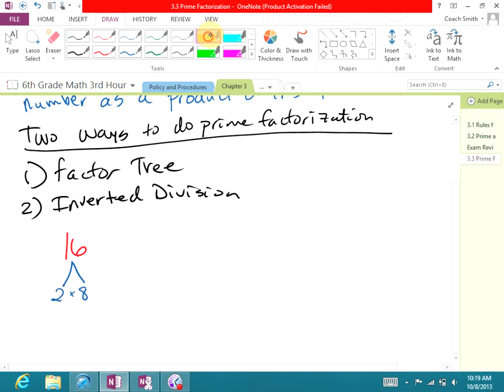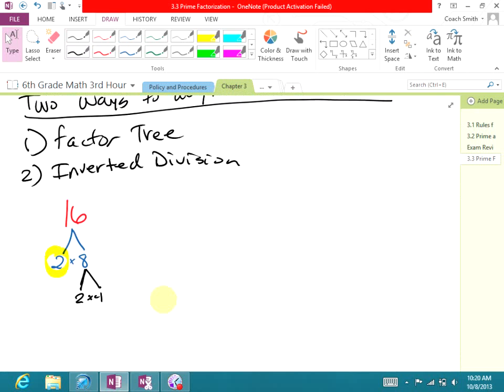Now, 2 is prime, so there are no other factors of 2. But there are factors of 8. What are 2 factors of 8? Colton. 2 times 4? Those are 2 factors of 8.